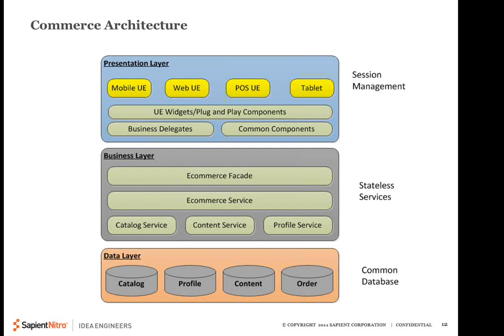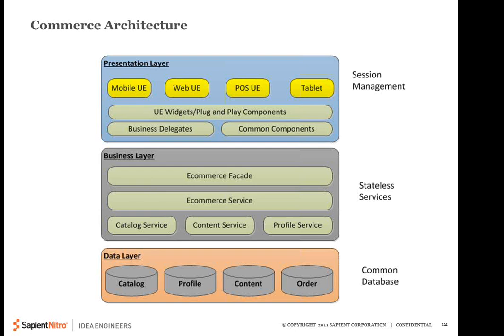And in the business layer, we have a facade and service, and of course, we have catalog, content, and profile. These are the 3 important services which we usually come across in a commerce application. And of course, we have the data layer. This is how we develop our Java J2EE application.